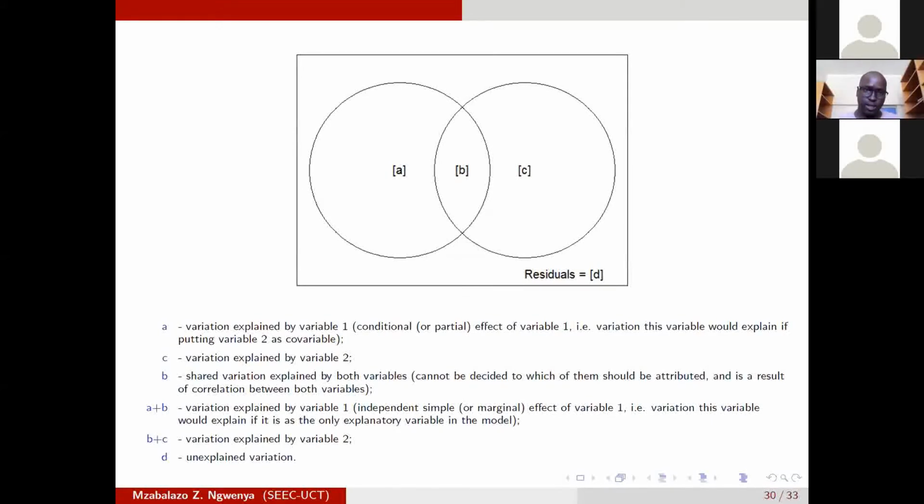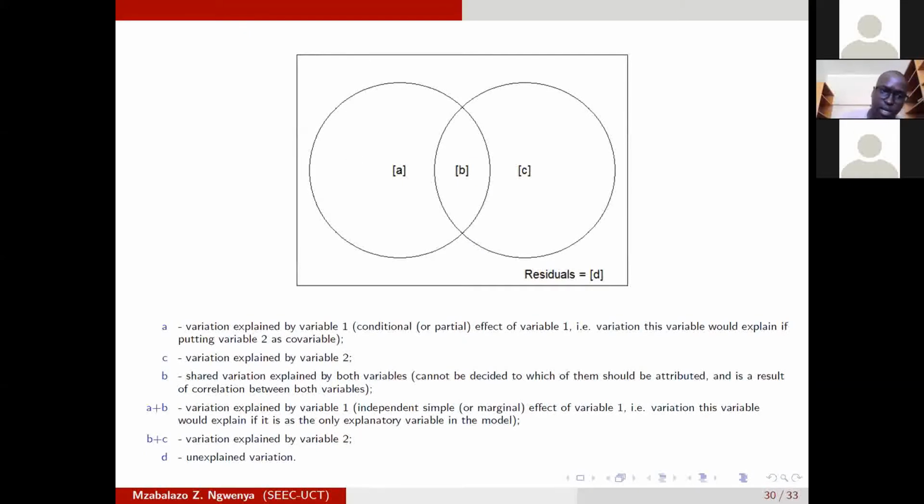Okay, so there's an explanation there of what the different proportions are. As I was saying earlier, B is the shared variation explained by both variables that cannot be decided to which term it should be attributed, and is a result of the correlation between our variables or sets of variables. Then you can also read out what the different areas of our Venn diagram are.